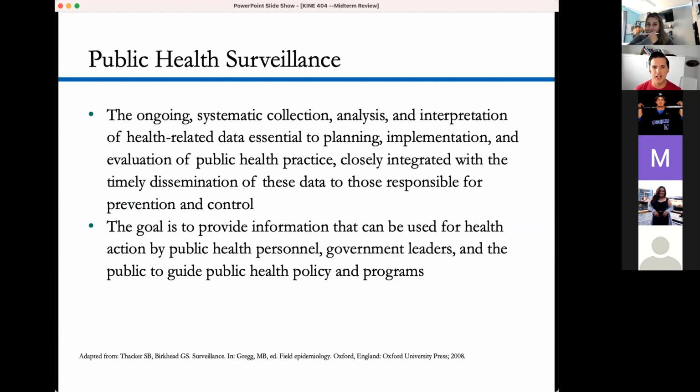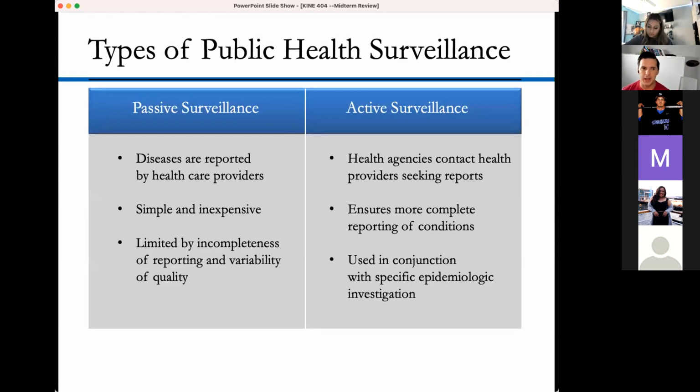Week two was all about measuring health and disease and measuring morbidity and mortality. So make sure you know what surveillance is, that ongoing systematic collection of data to understand the health of the population, to allocate services, and make sure you know the two types of surveillance. What's the difference between passive and active surveillance?